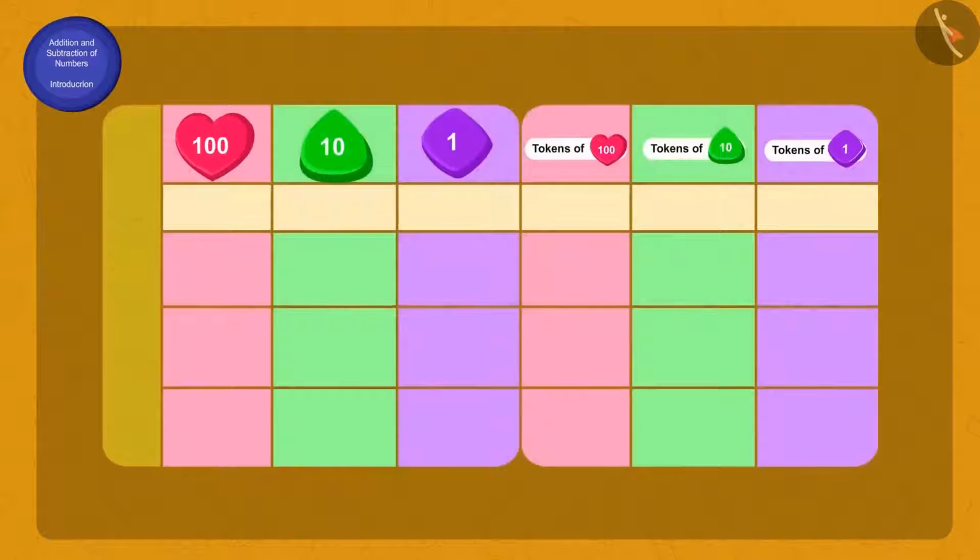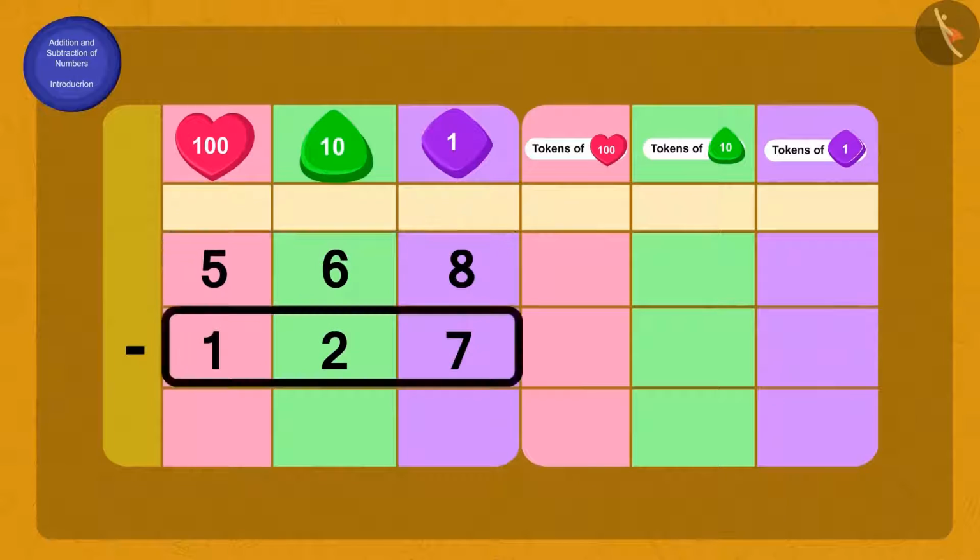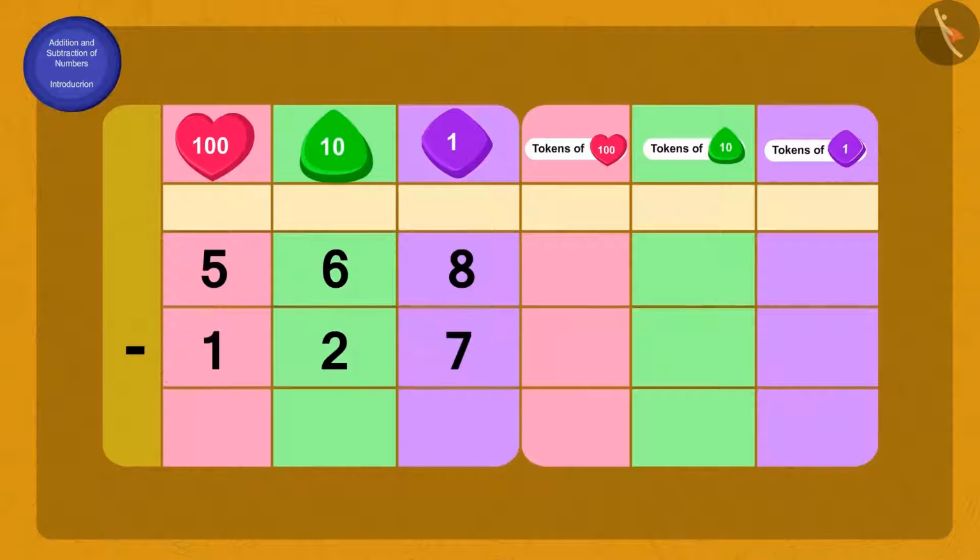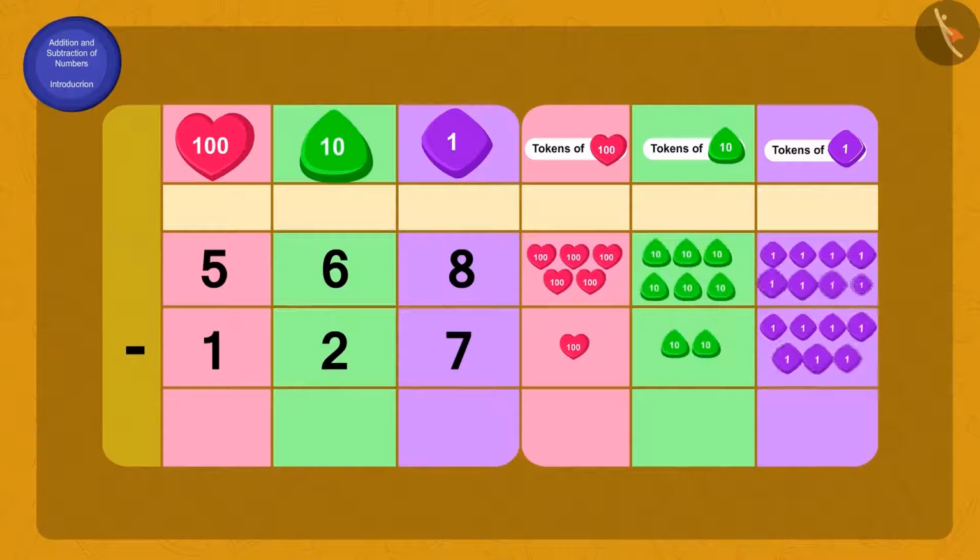To know the number of sheep left with Appu, we will subtract 127 sheep from 568 sheep. We will write 568 and 127 this way using 100, 10 and 1 digit places like this in the place value chart. What should we do now?